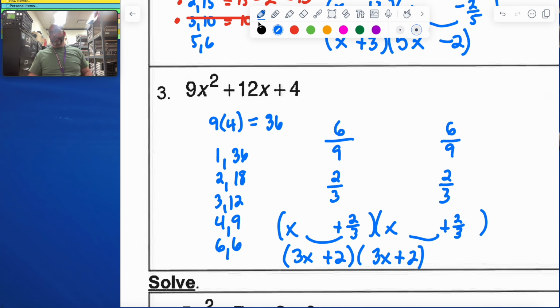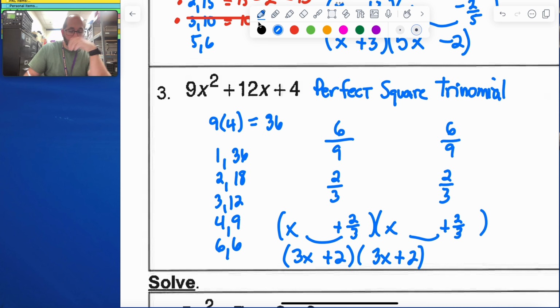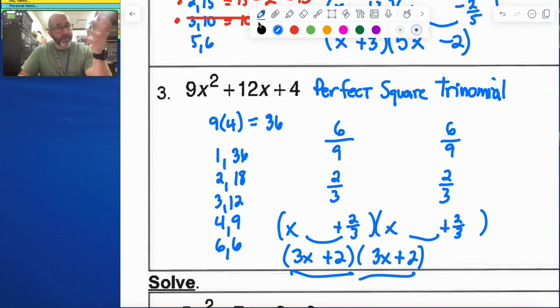Now I know a lot of people get tripped up by the fact that these are exactly the same. That happens. It's totally okay. If you ever see this again, we call it a perfect square trinomial. And this happens whenever we get the exact same binomials down here. There's a whole formula. We're not going to go into it right now. Maybe later we will, though.